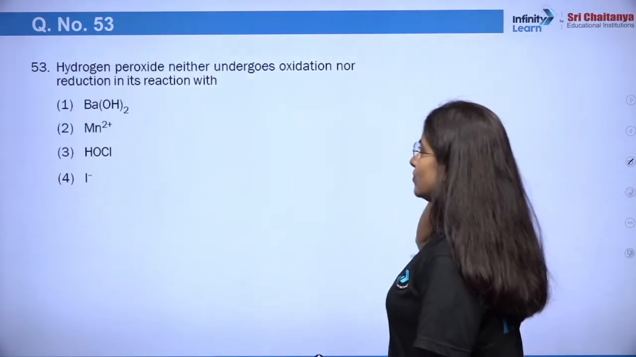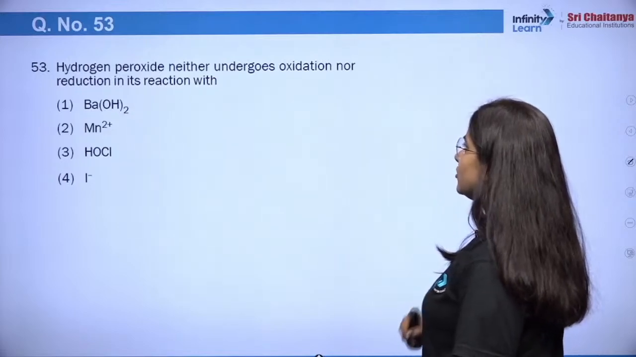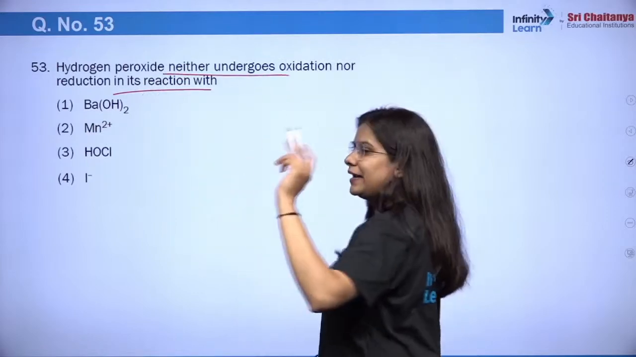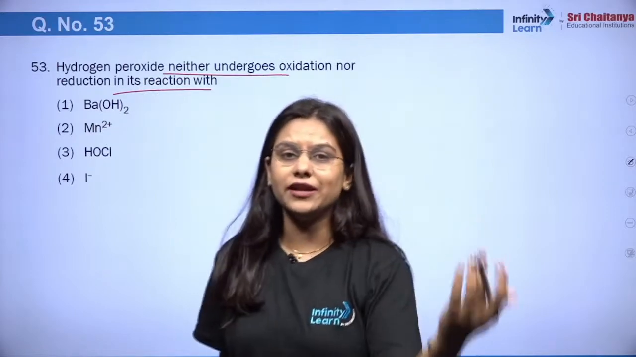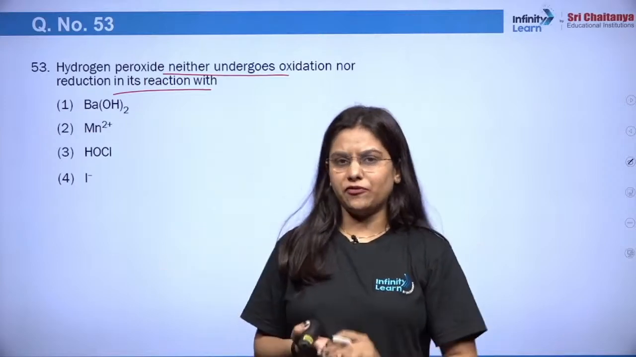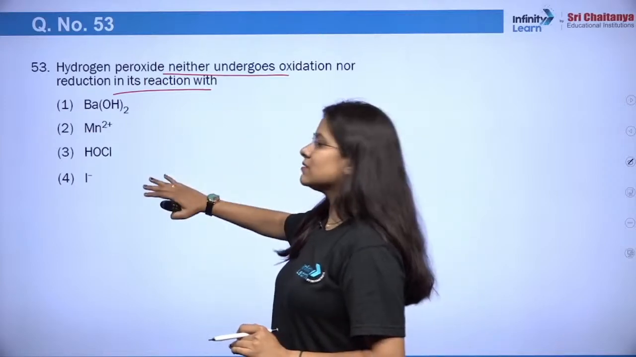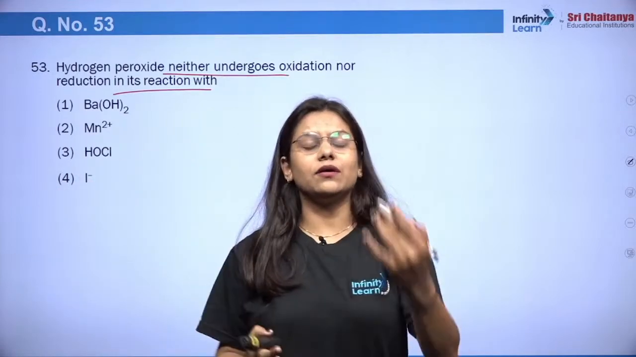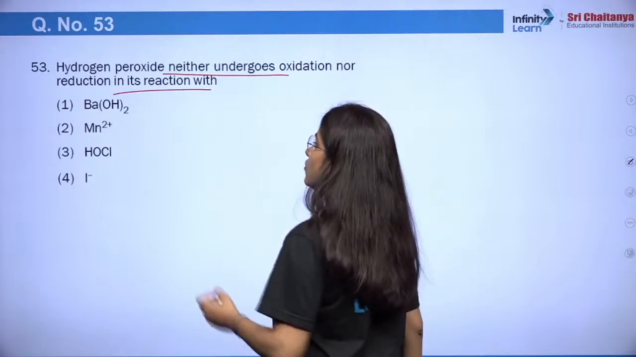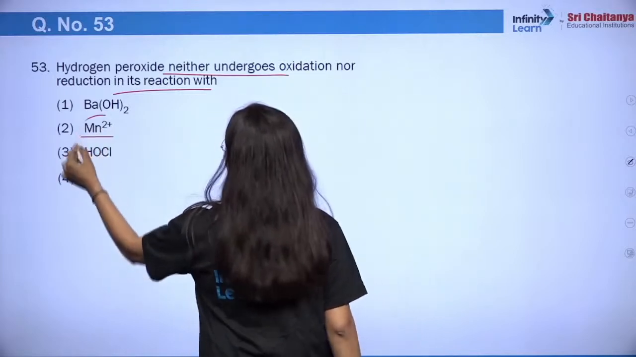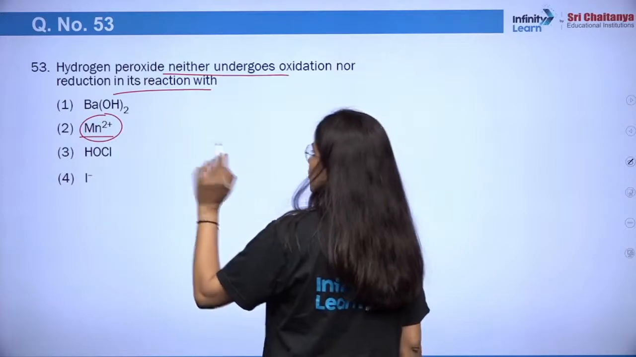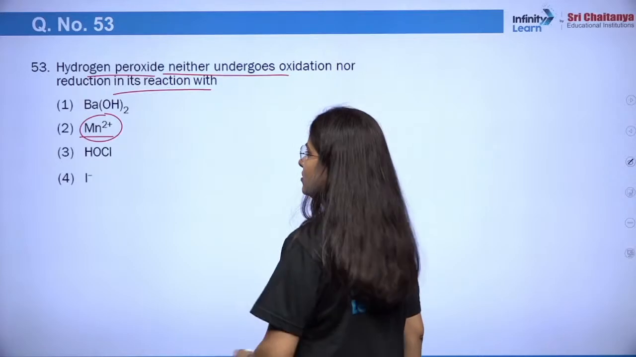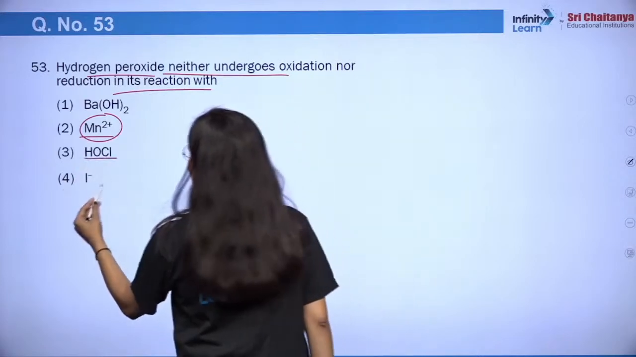Next, hydrogen peroxide neither undergoes oxidation nor reduction in its reaction with. So generally hydrogen peroxide is an oxidizing agent, also a reducing agent. It can show both types of reactions, but with one of these compounds it is actually not showing a redox reaction, it is reacting in a different way. So with manganese, this can increase its oxidation state. So if we are adding hydrogen peroxide, it will definitely undergo a redox reaction. Similarly with HOCl, similarly with this.